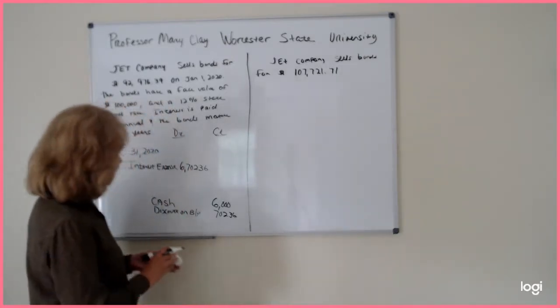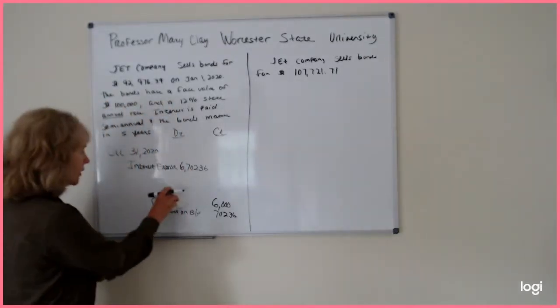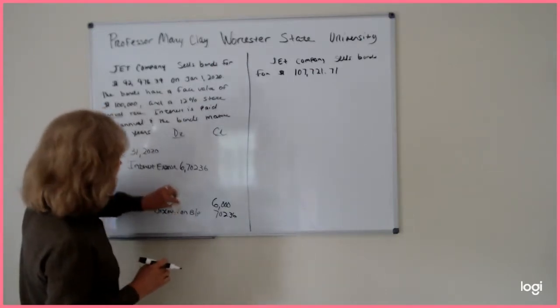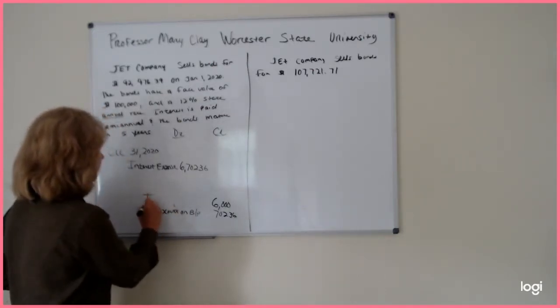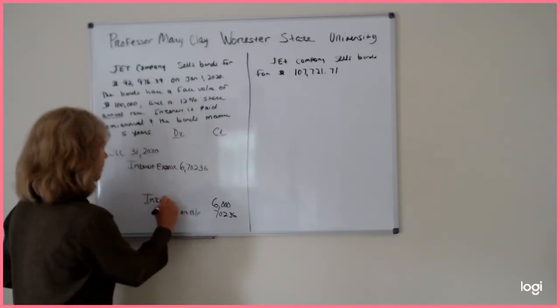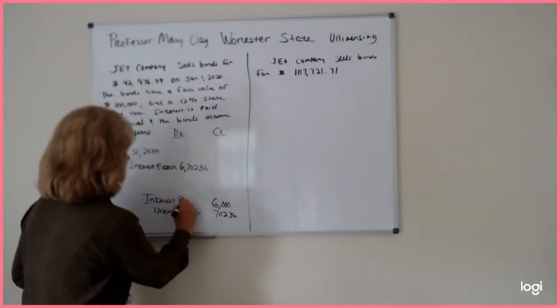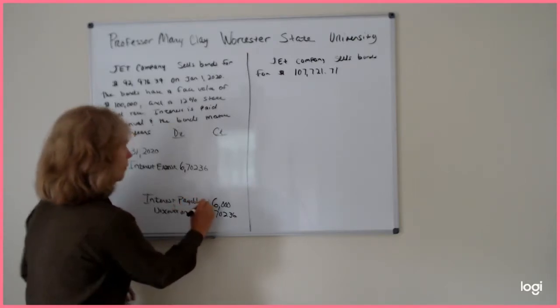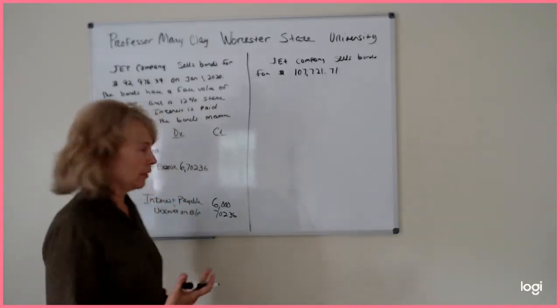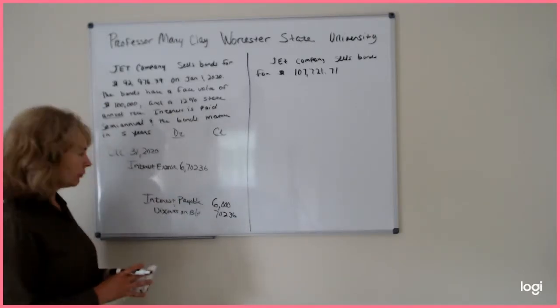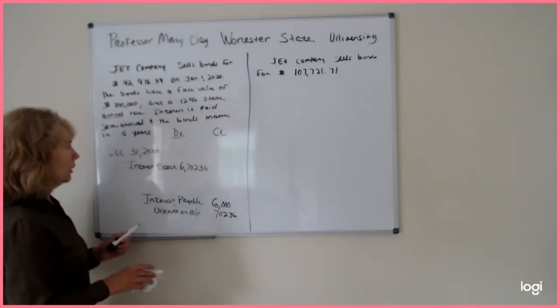So I'm going to erase this account name. It will still be for $6,000. And I'm going to call it interest payable, because it's an accrual. So that's for December 31st, 2020.